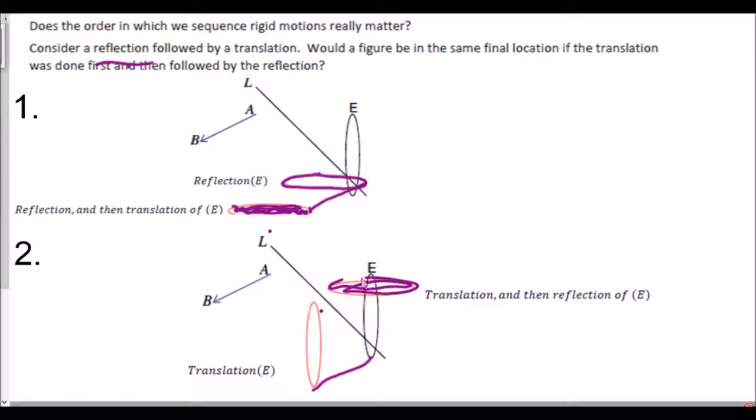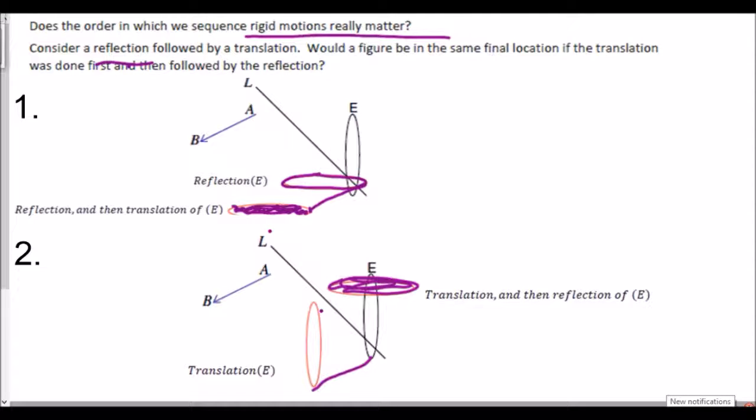Is this in the same exact spot on my display as this one was here? And of course the answer is no. This one would be down here somewhere. So it's not that whatever order you want to go, you get the same spot. When you're sequencing transformations and you have different types of transformation, order does matter. You need to write that down. It asked that question originally, does it really matter? Yes, when you're sequencing more than one transformation, it really does matter.